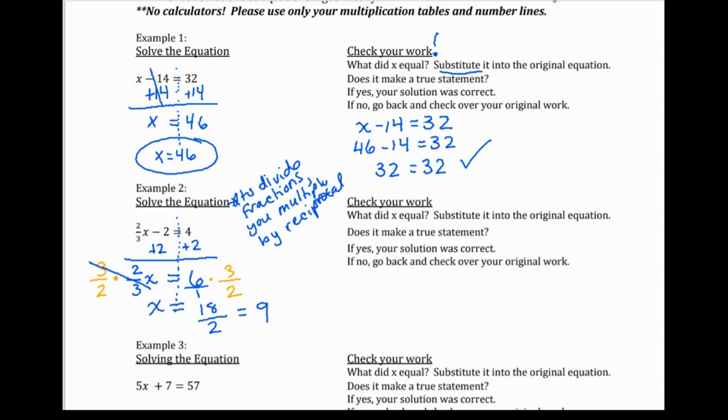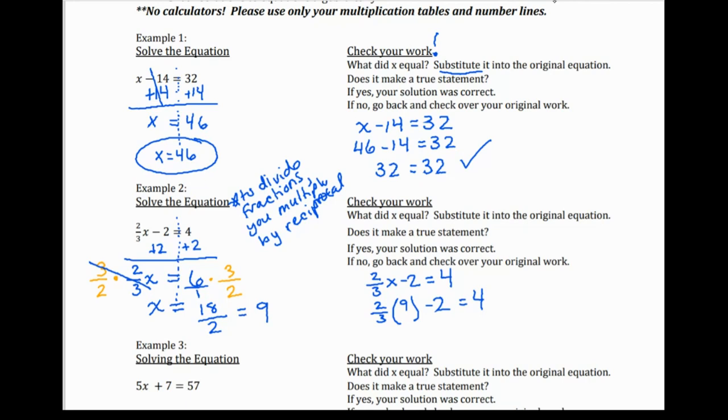All right, let's do the check. So remember the original problem was 2/3 x minus 2 equals 4. Let's plug in our answer of 9. So that will be 2/3 times 9 minus 2 equals 4. Okay, so first I substituted it in. Now let's calculate. Now we're actually going to follow order of operations because we are calculating.